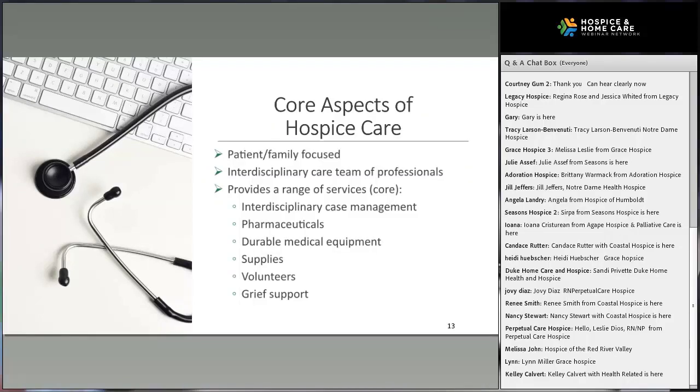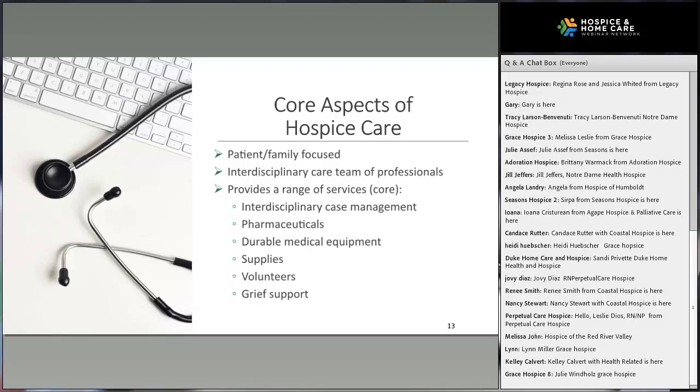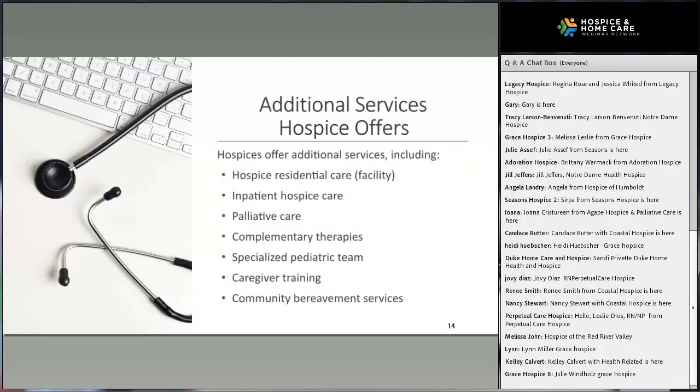So now let's talk about the core aspects of hospice care. The core aspects are, it's patient-family-focused care. Again, we talked about an interdisciplinary care team of professionals, and they provide a wide range of services, what we call core services. So interdisciplinary case management, you've got pharmaceuticals that are, of course, related to the prognosis, supplies related to the prognosis. Of course, there are volunteers, which are part of the core services, and grief support. So it's very important to understand what the core aspects of hospice care, the core services, are.